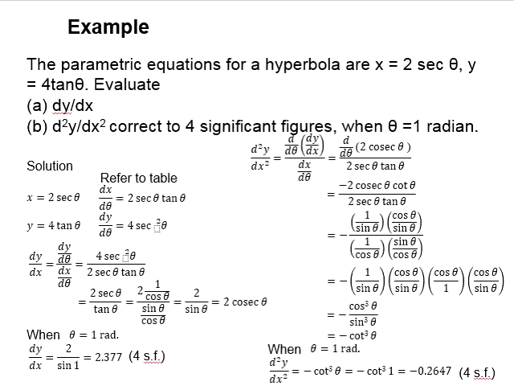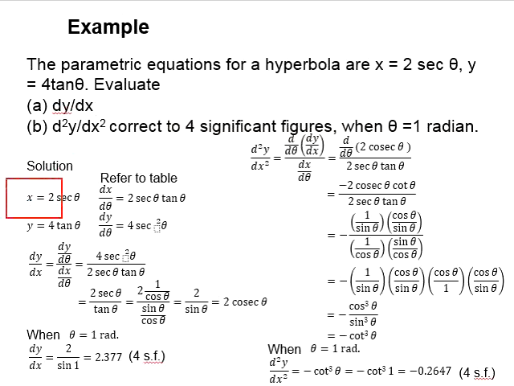Let us try one more example on parametric equations. The two equations are given here. On top of variables x and y, you have a third variable which is theta. So this is a typical problem for parametric equations. The question would like you to differentiate to the first and the second level. And when theta equals 1 radian, you need to compute the number to 4 significant figures.